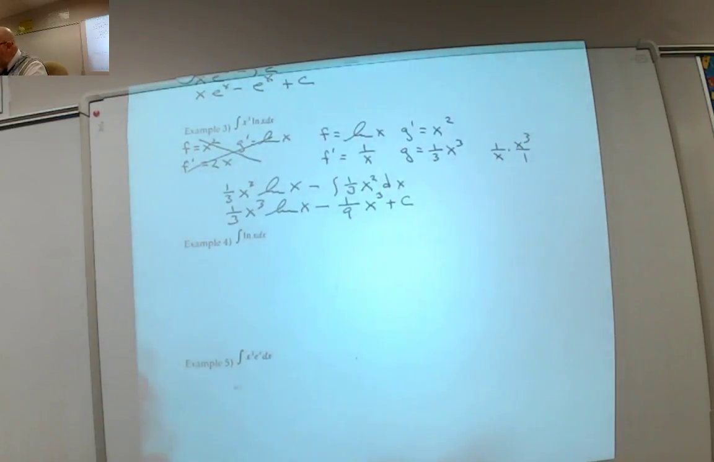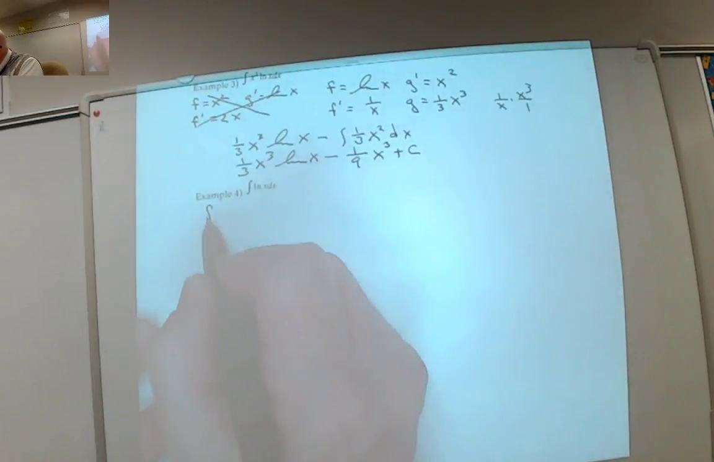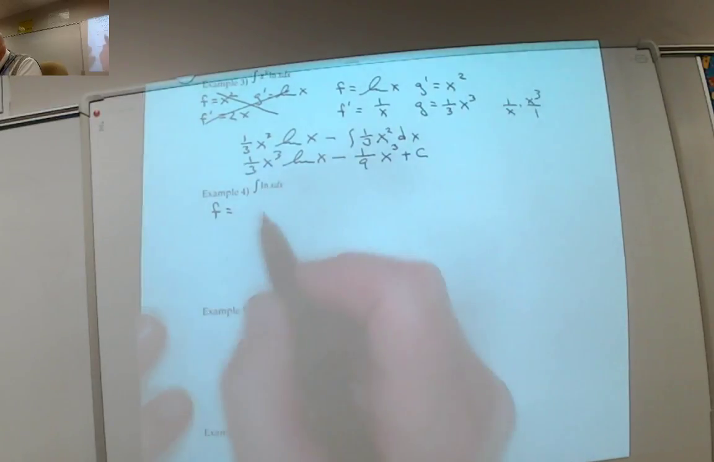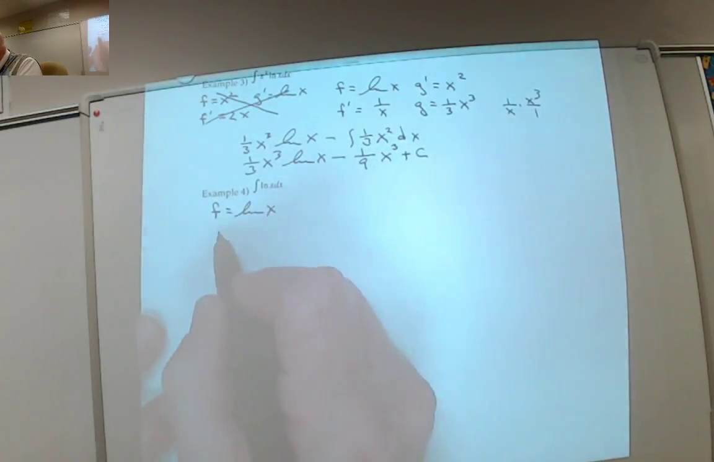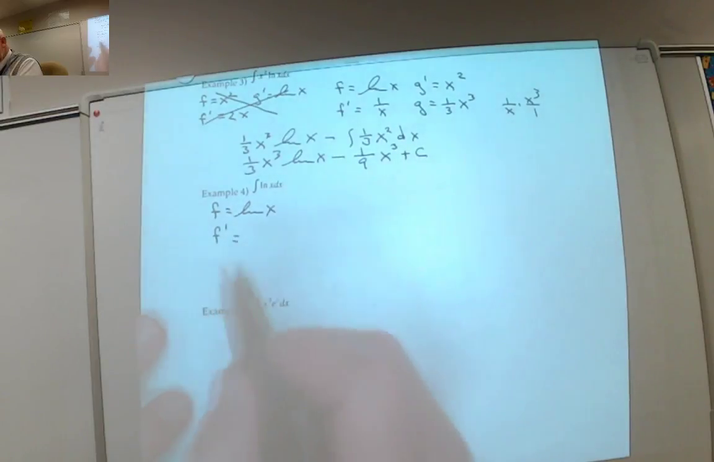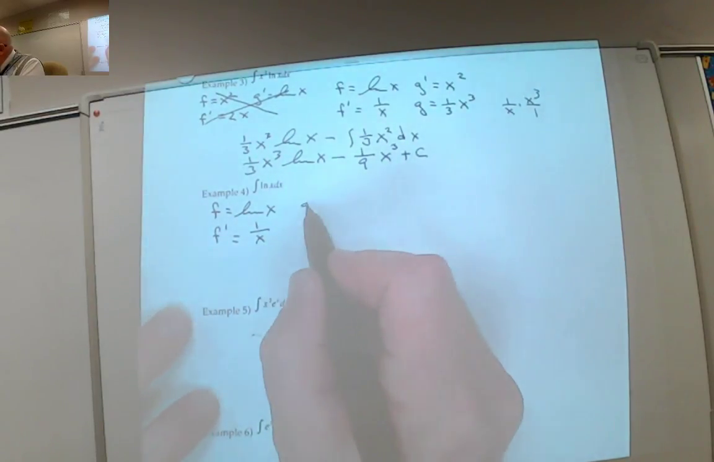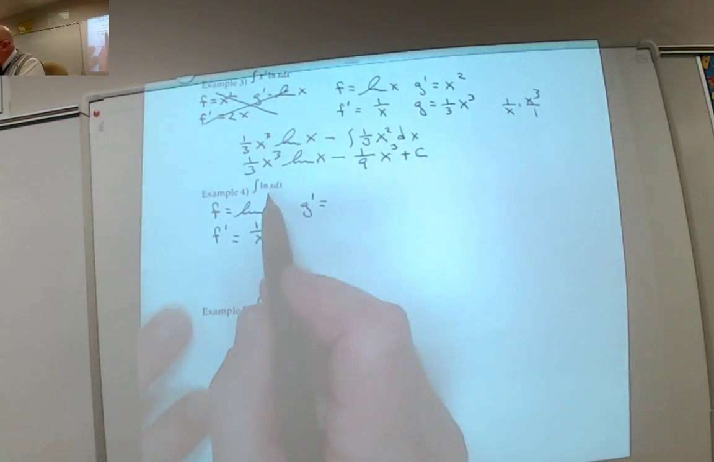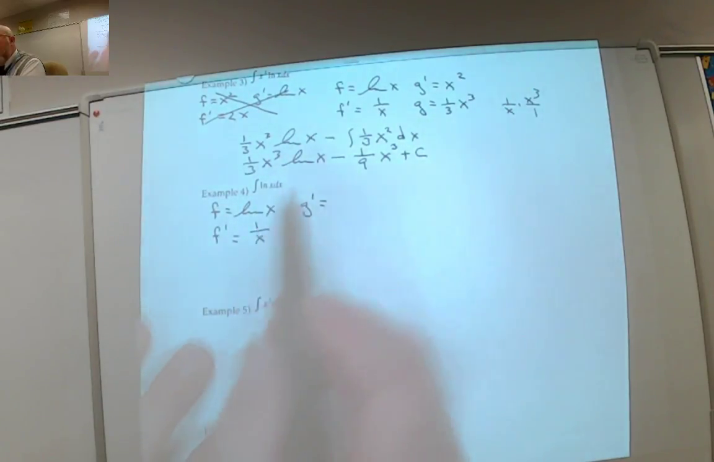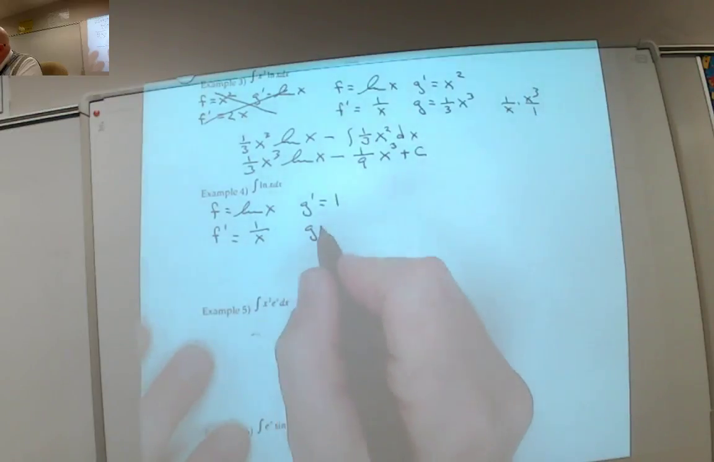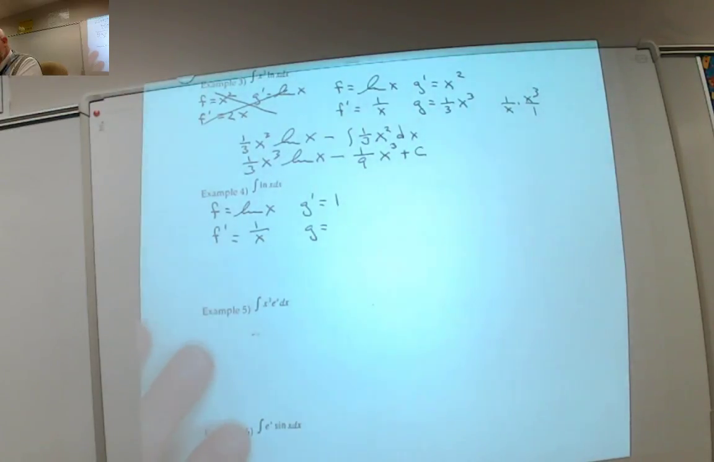All right, so Logan, what's f going to be? Ln of x. Perfect. What's the derivative? 1 over x. So once I replace, what's the ln of x being times by? 1. So I could say g prime is 1. So what is g? X.